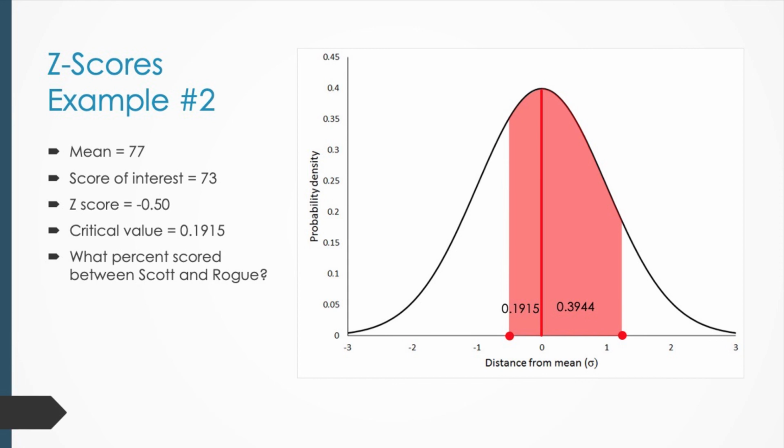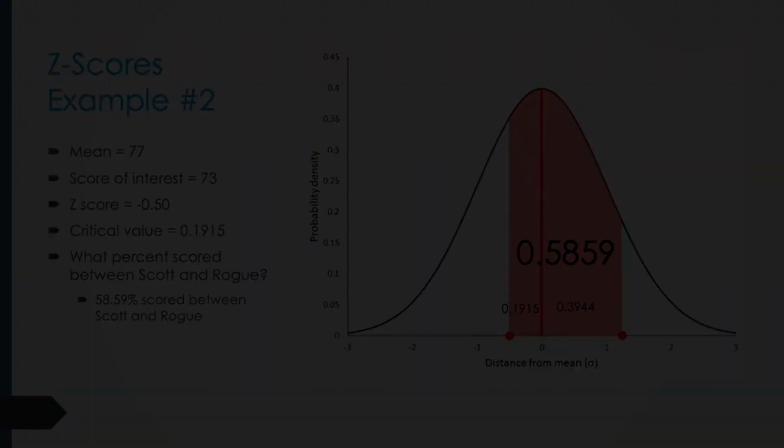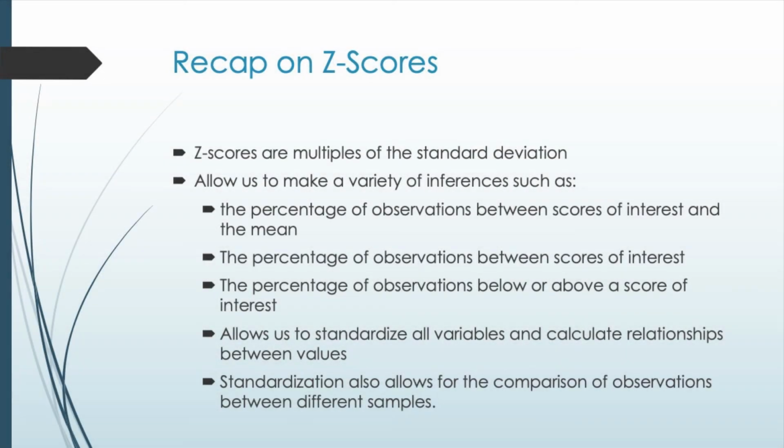So 0.1915 plus 0.3944, that equals 0.5859. So we could move that decimal to make it into a percentage, and we know that 58.59% of students scored between Scott's 73 and Rogue's 87. So I hope you found those examples helpful. Again, we will do a lot more in class to really make sure that you completely understand these processes.